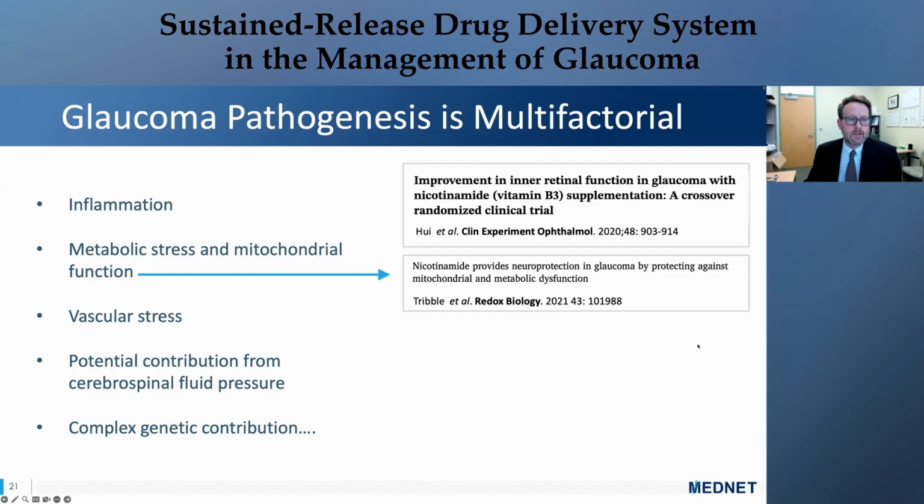Now, there's growing evidence that metabolic stress and mitochondrial function damage is involved in glaucoma pathogenesis. Some of the more interesting, more recent papers have looked at vitamin B3 treatment as a neuroprotectant in glaucoma treatment, which targets mitochondrial function. There have been some short-term studies that have shown that high-dose supplementation with vitamin B3 can actually improve retinal function in glaucomatous eyes.